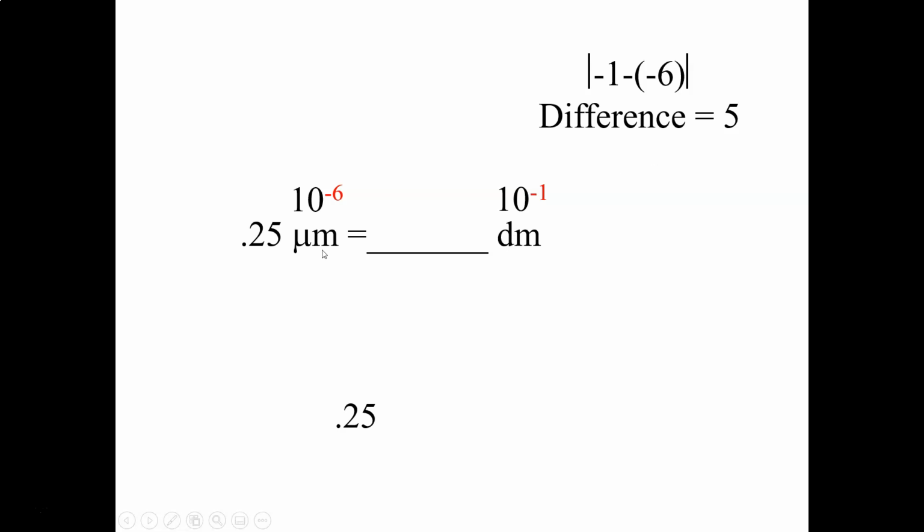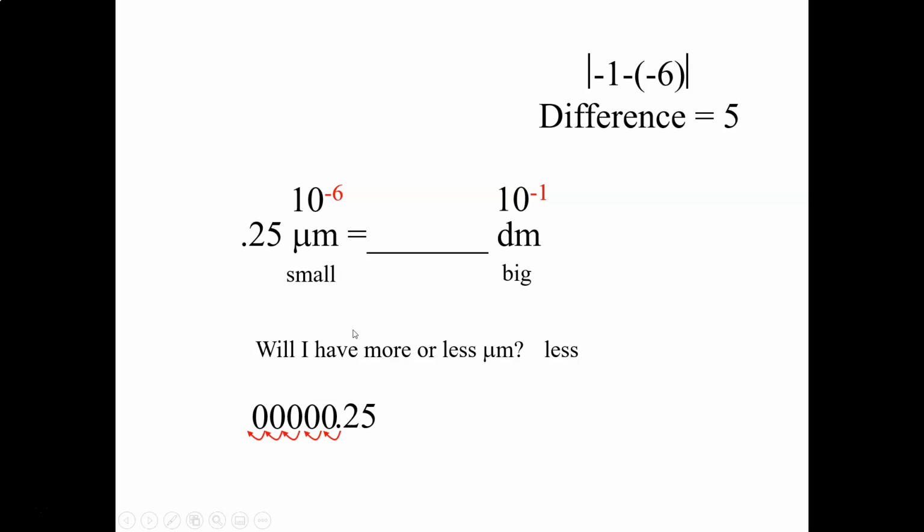Is micro going to be my big or little unit? Well, micro is the smallest of the prefixes that we've dealt with. So this is going to be the smaller one. So that means I'm going to make my number smaller by moving the decimal place 5 times. That's going to give me a pretty small number. 0.00000. I think I got the right number. 0.25 decimeters. So that's going to be a pretty small number.